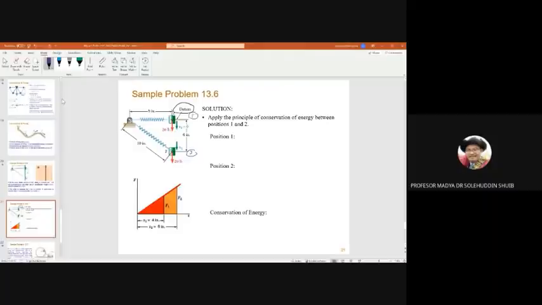Okay, position 1, so x1. We have 8 inches, so we write 8 inches like that, minus 4 inches. Okay, so what do you get? 8 minus 4 inches, so you get 4 inches. Okay, this is x1.